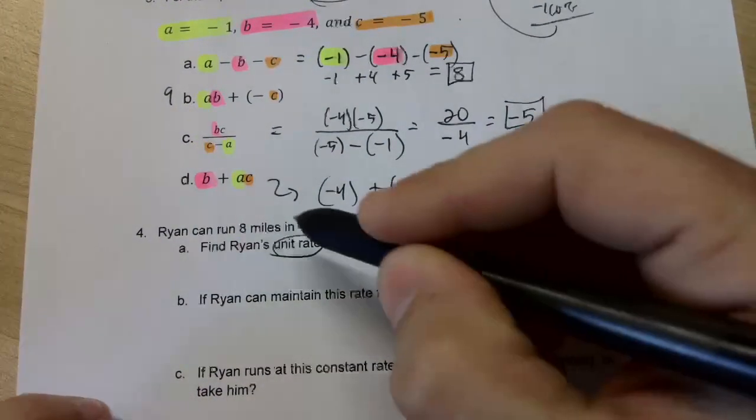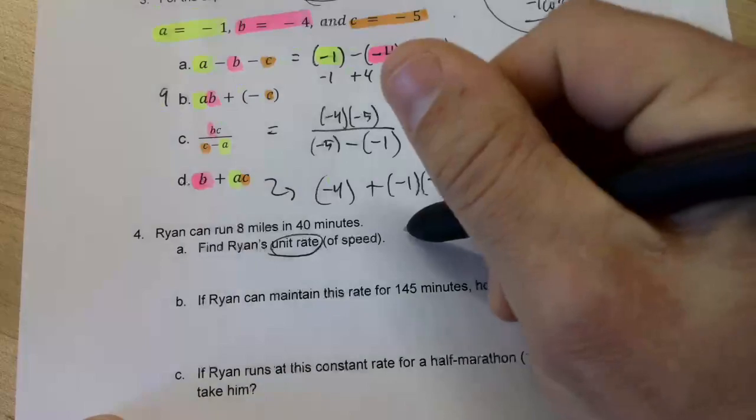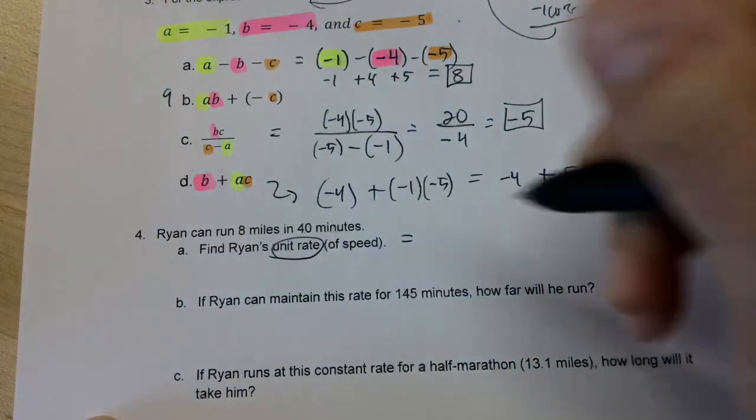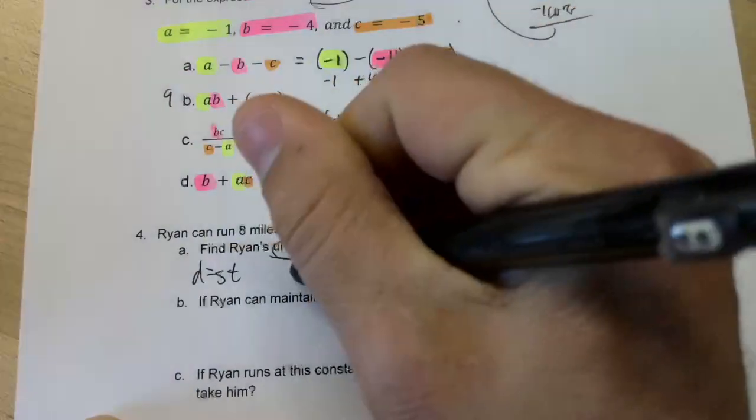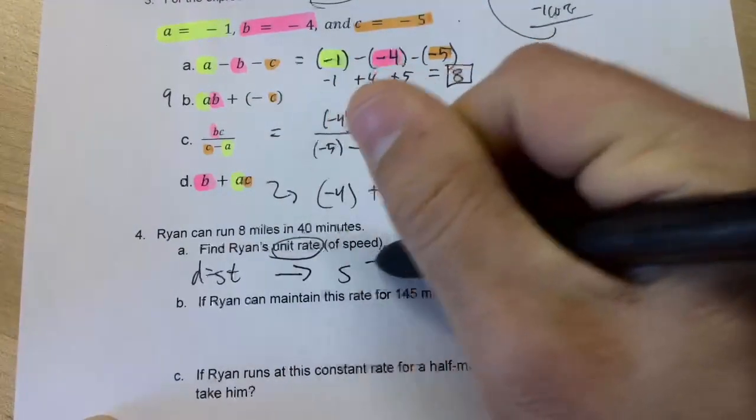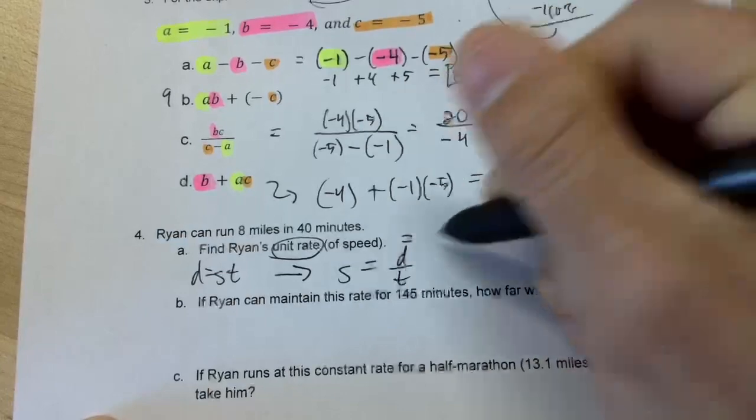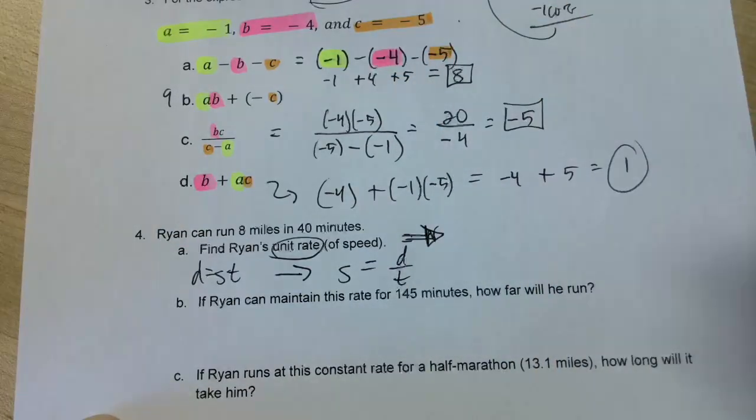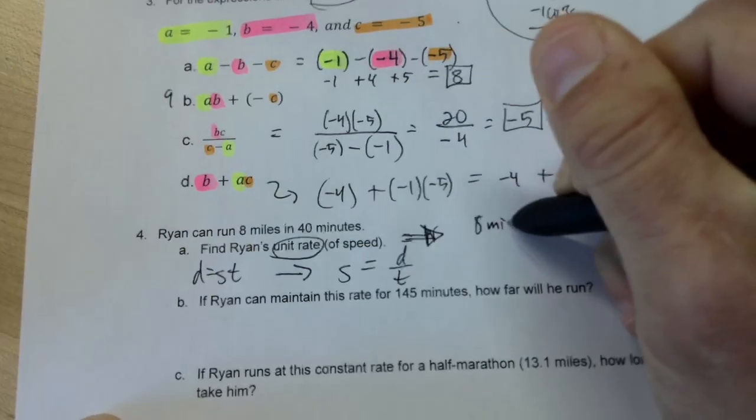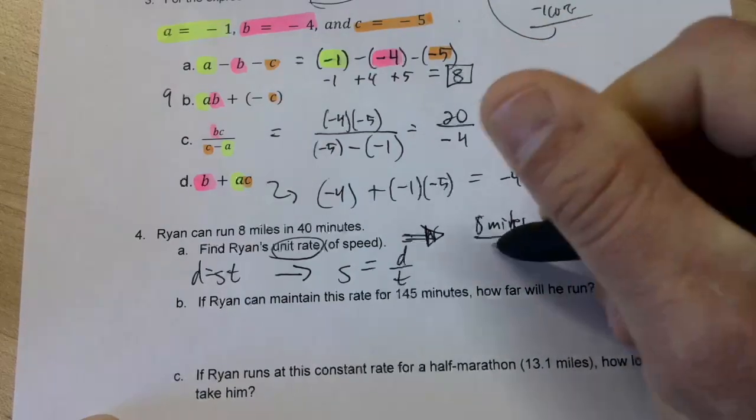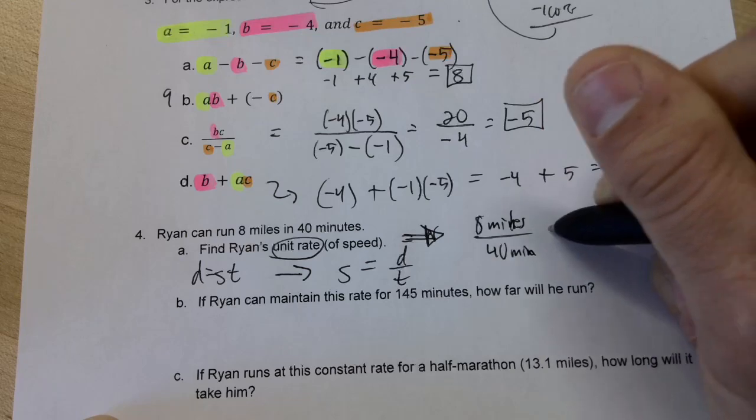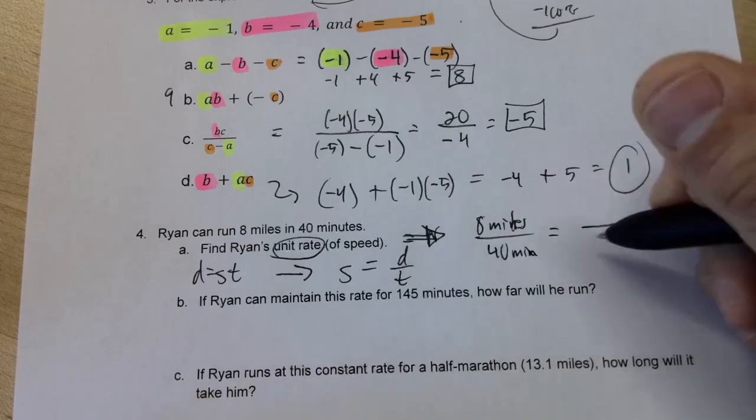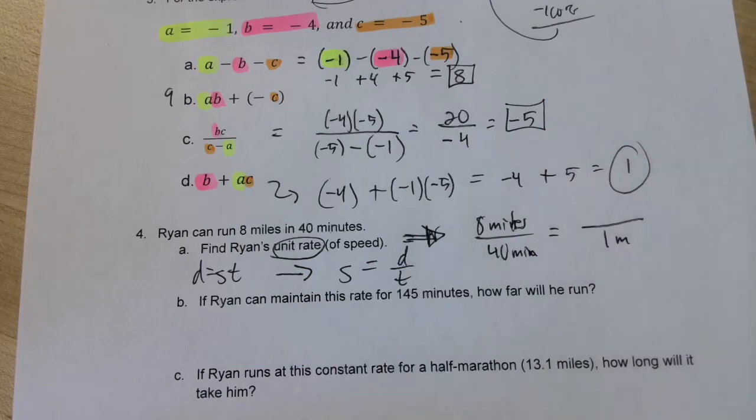But we're looking for it, and I only gave you 8 miles in 40 minutes, so here's what we're going to do. We're going to take that formula, distance equals rate times time, or speed times time, and say, okay, speed must equal distance divided by time. So the distance was 8 miles, the time was 40 minutes. What would happen if you divided those numbers? What is 8 divided by 40?